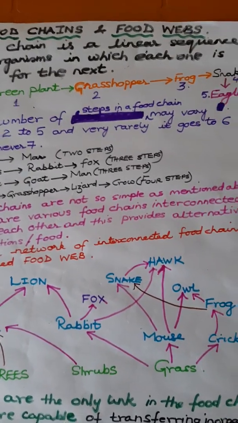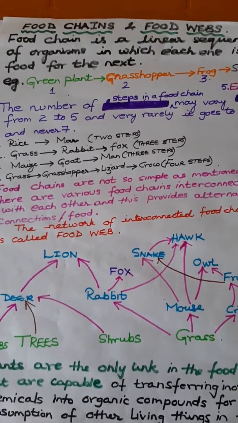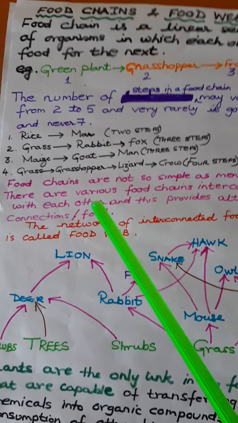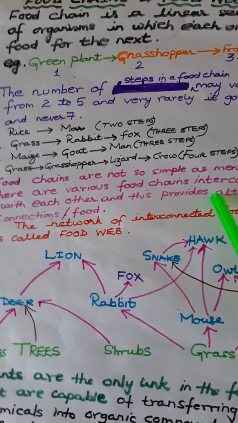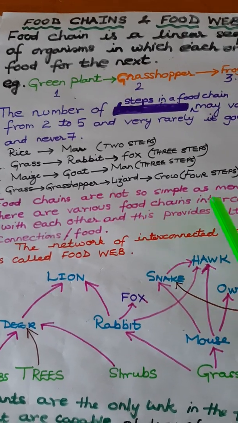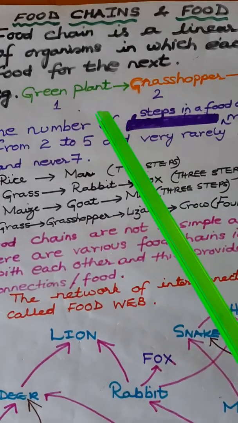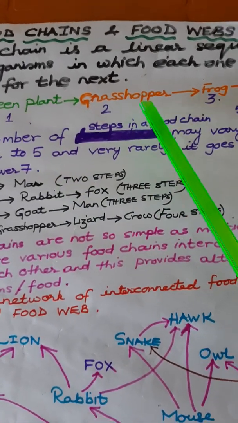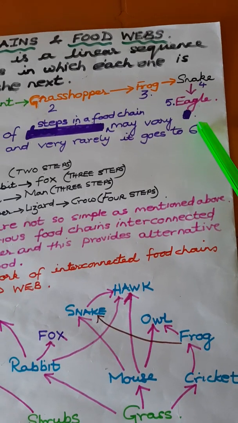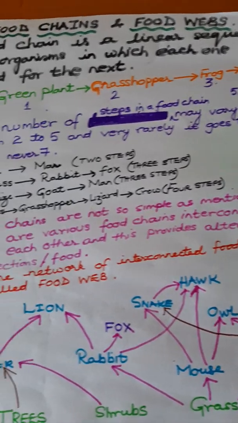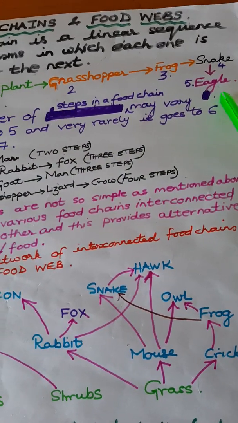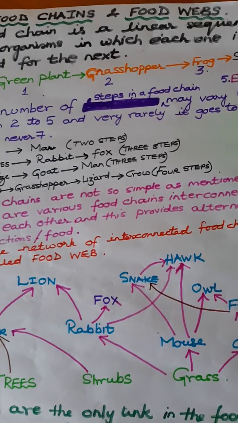Now, a food chain is a linear sequence of organisms in which each one is food for the next. That means they are in a line. Linear sequence, they are in a line, and they are related to each other because each one is food for the next. Like green plants are eaten by the grasshopper, the grasshopper is eaten by the frog, the frog is eaten by the snake, and the snake is eaten by the eagle. So this is a linear food chain, where each one is food for the next.